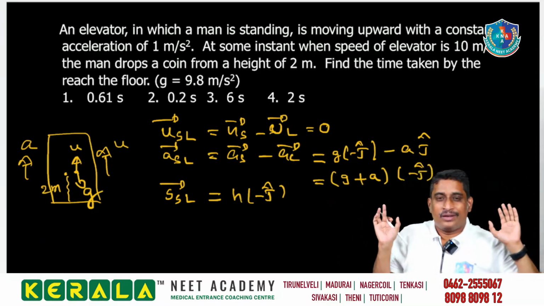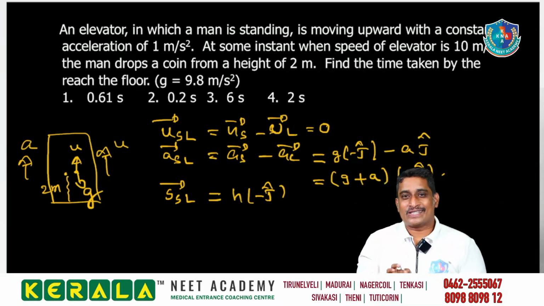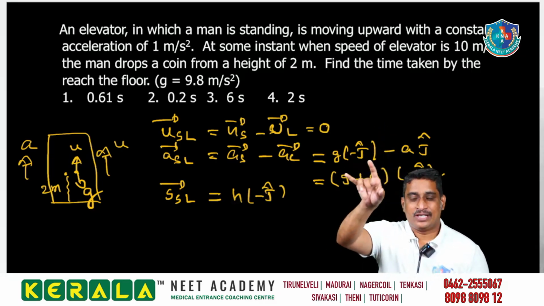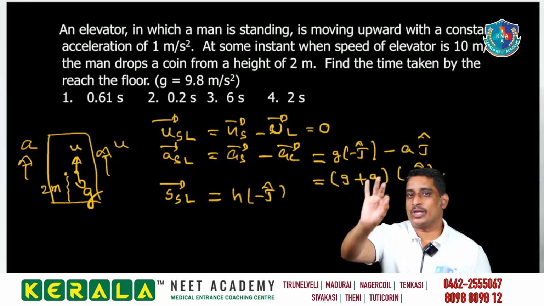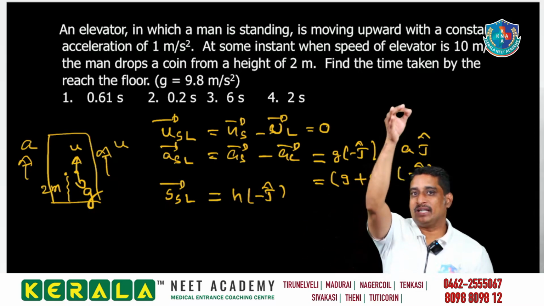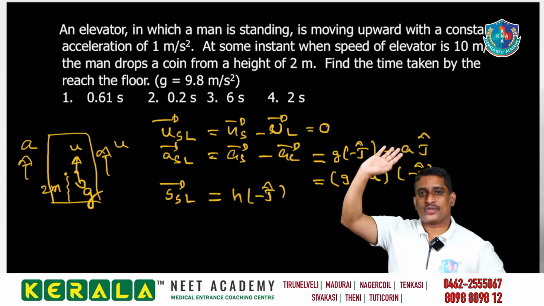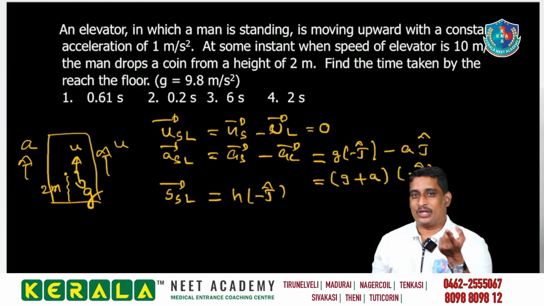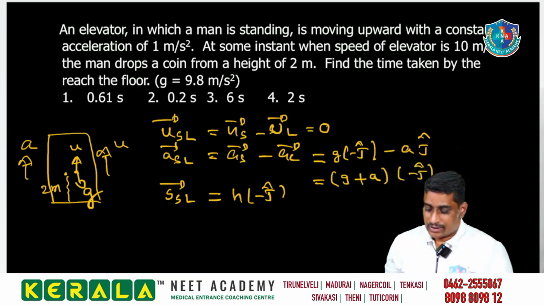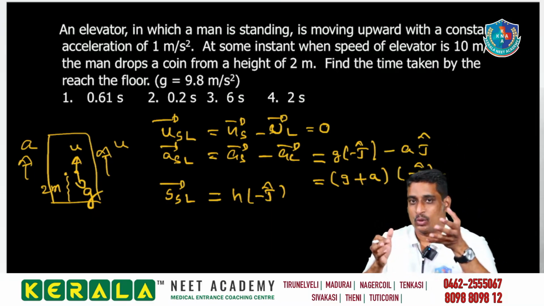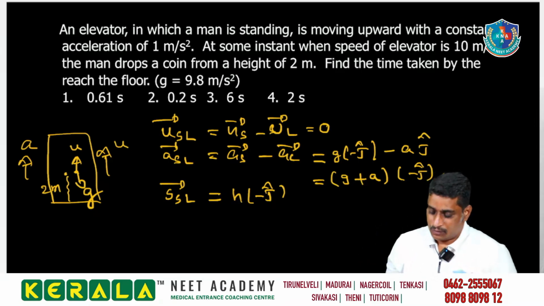It is very clear. So with respect to the lift, in this case, the stone is falling downwards from rest with an acceleration equal to a plus g, and it will cover a displacement of magnitude 2 meters, which they have given. So now let us use the kinematic equation. This is a relative frame. They are asking us to find out how much time the particle will take to reach the floor of the lift.